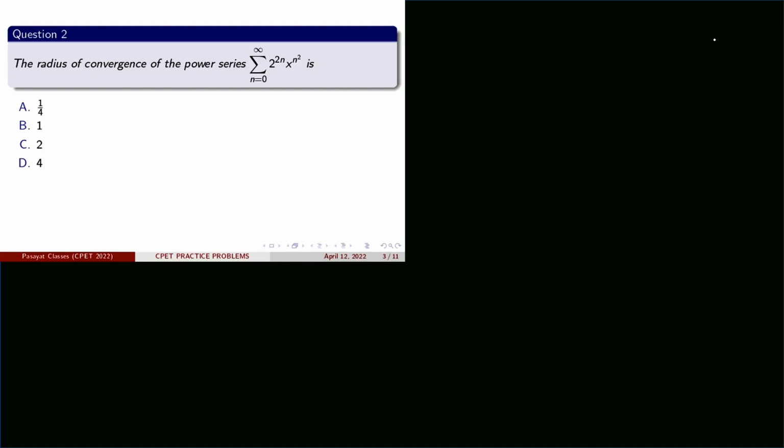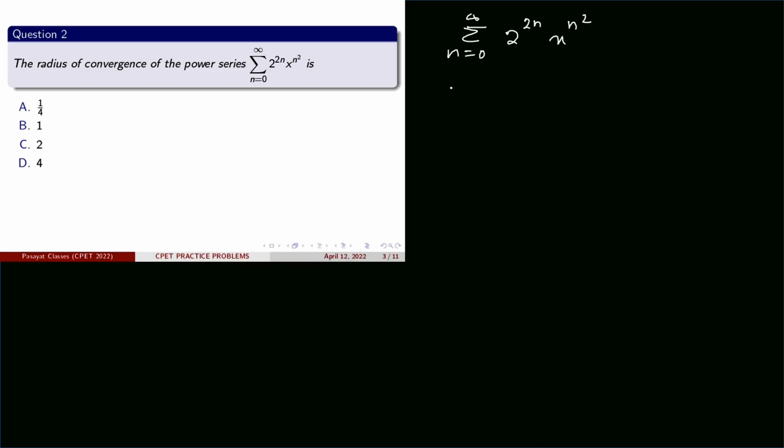Now come to question number 2. Here we have to find what is the radius of convergence of the power series summation n equal to 0 to infinity 2 to the power 2n x to the power n square. Here the series is given as summation n is equal to 0 to infinity, 2 to the power 2n and x to the power n square. This is not in the form of x to the power n. Here the power is n square.